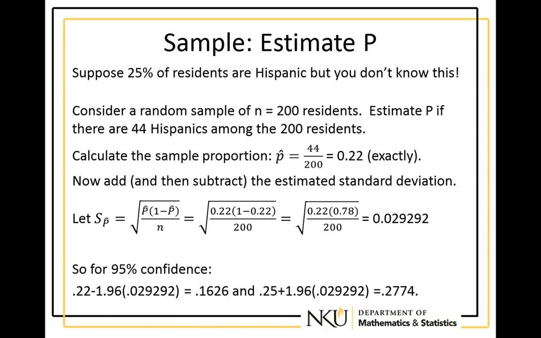So for 95% confidence, start with your point estimate, 0.22, minus the z-score, 1.96, times the standard deviation, 0.029292, and that gives you a lower limit of 0.1626, and then 0.22 plus 1.96 times 0.029292 equals 0.2774.